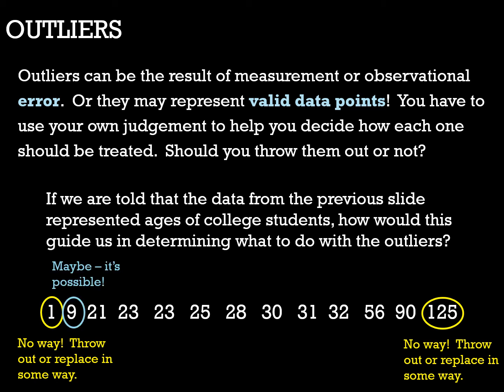With 9, well, again, maybe that's possible. And again, you would use your own judgment. One person might say, no, there's no way, I'm not going to even leave 9 in there because I don't think that's possible. Somebody else might say, oh, but there's really a possibility that somebody 9 years old might have been enrolled in a college class. So it's your own judgment. One way is not necessarily better than the other. You just decide yourself. And same way with 90. Maybe it's possible. So you could keep it in or replace it or throw it out, whatever your judgment tells you to do.